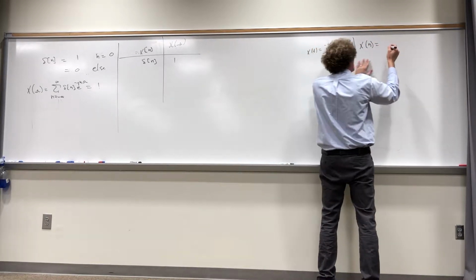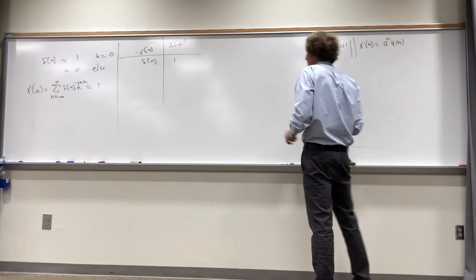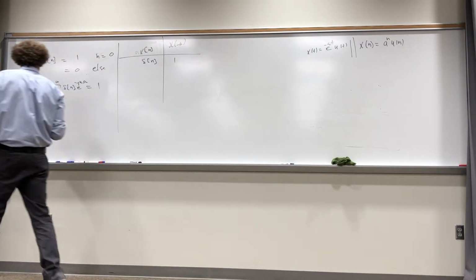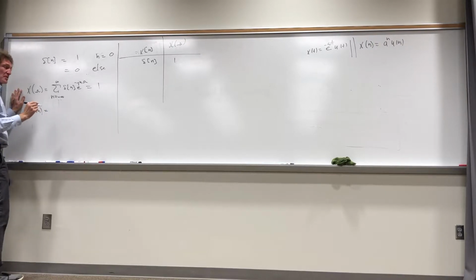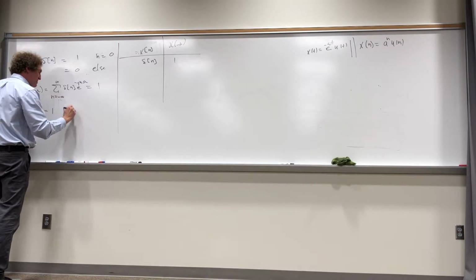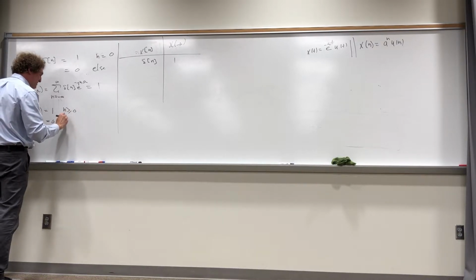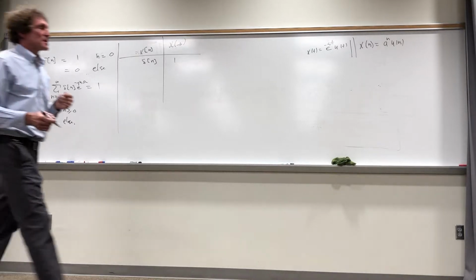X of n is going to be equal to a to the n times u of n, and I didn't tell you what u of n was, so I'm going to right now over here. U of n is simply equal to 1 for n greater than or equal to 0, and it's equal to 0 else. So it's just like the u of t function, exactly like the u of t, only it's evaluated at discrete points, n equals 0, 1, 2, 3, 4. Do you all see that, class? That's all it is. U of n and u of t, basically the same thing.